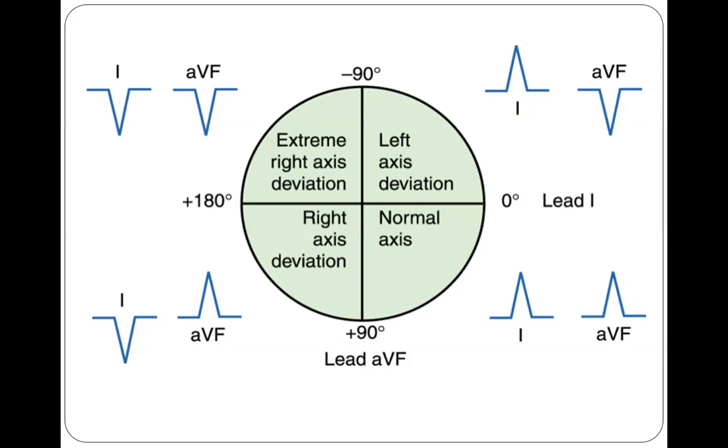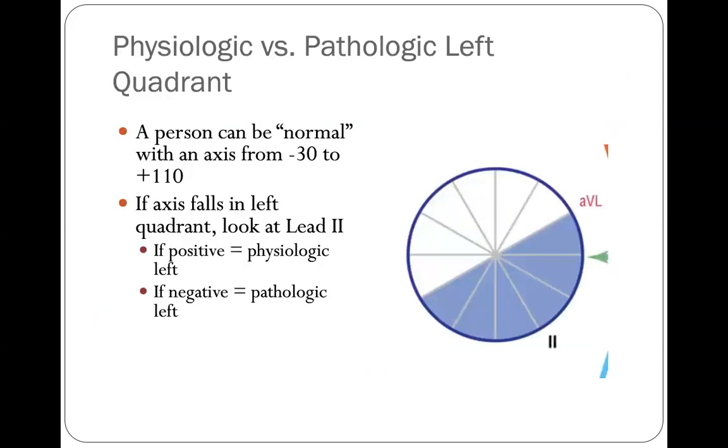If, however, we have a positive lead 1 and a negative AVF, it means we have a left axis deviation. If we have a left axis deviation, we will go one step further and we will look at lead 2 to determine if it is physiologic or pathologic. If lead 2 is positive, then we know that it's in that 0 to negative 30 sliver, and we would say it's physiologic left axis deviation. And if it is in the negative 30 to negative 90, then we would say that it is a pathologic left axis deviation.